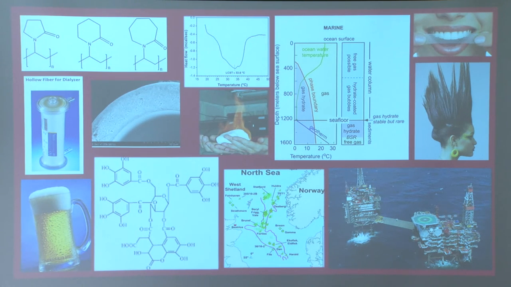You can also make hair gels with these types of materials. Perhaps the most interesting application was gas hydrates. In various parts of the world, particularly in the North Sea, there's a lot of natural gas mined, and it's piped along the ocean floor back to the UK mainland. And the bottom of the ocean floor has an average annual temperature of about 4 degrees Celsius.